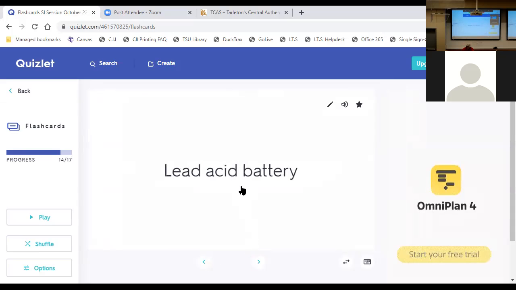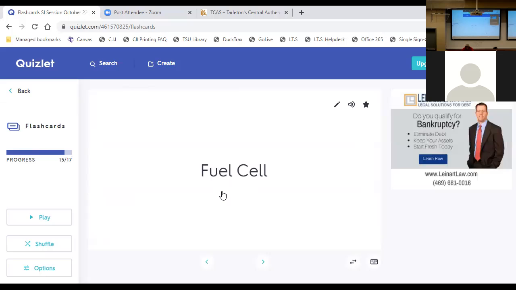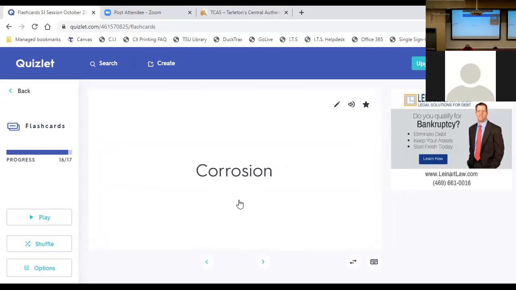Then your lead acid battery, it's going to be your car battery in which the lead is used. It's going to be a 12-volt battery. I don't remember being tested on that at all whenever I took this class, so you should be fine. Okay. Fuel cell is a voltaic or a galvanic cell. Voltaic and galvanic mean the exact same thing, so don't worry about that. But a galvanic cell with constant potential just means it doesn't get used up.